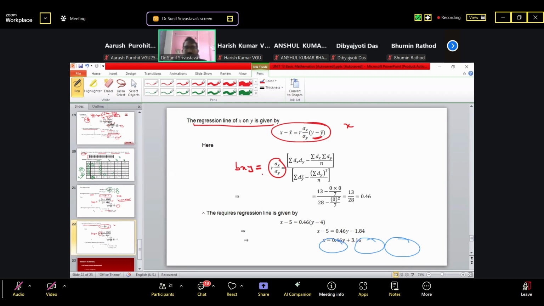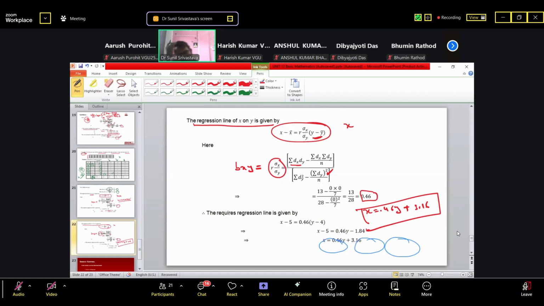That is, summation of dx dy minus summation of dx summation of dy upon n, upon summation of dy square minus summation of dy upon n whole square. And that value is given by 13 minus summation of dx, which is 0, divided also by 0. So the answer is 0.46. So the required equation of the regression line is x minus x bar equals bxy times y minus y bar, and its expression is x is equal to 0.46y plus 3.16. So this is the regression line x on y, and otherwise the regression line y on x.